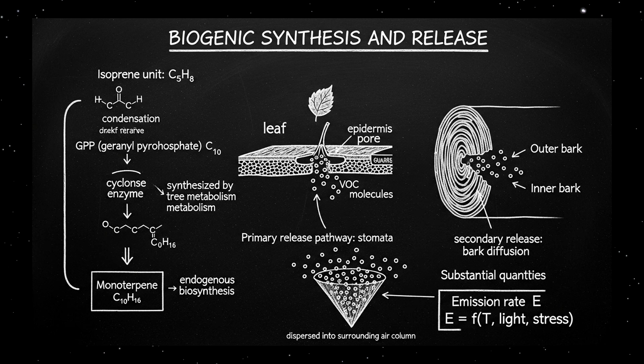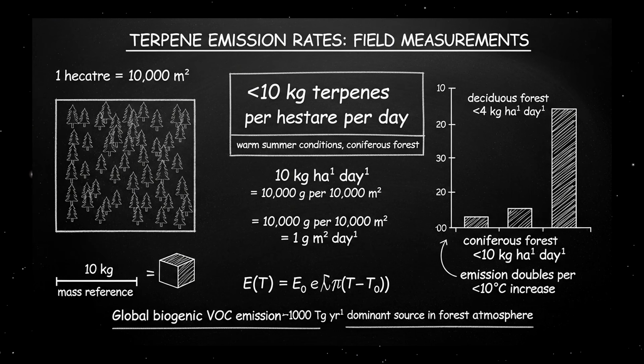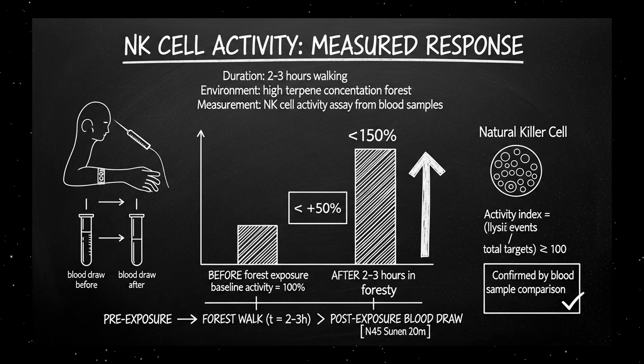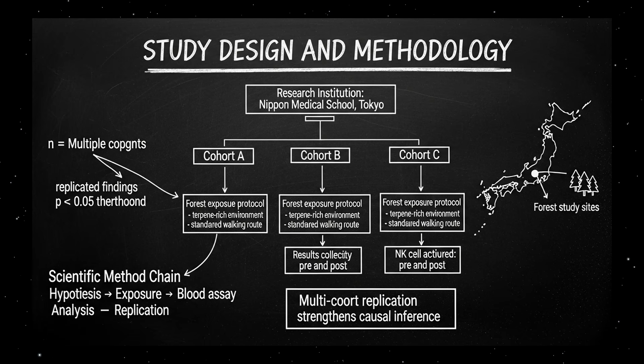The quantities are substantial. A single hectare of coniferous forest releases roughly 10 kilograms of terpenes into the atmosphere on a warm summer day. Measured directly, subjects who spent 2 to 3 hours walking through a forest with high terpene concentrations showed a roughly 50% increase in natural killer cell activity. Blood samples drawn before and after the exposure confirmed the shift. Qing Li at Nippon Medical School in Tokyo ran these studies across multiple cohorts.